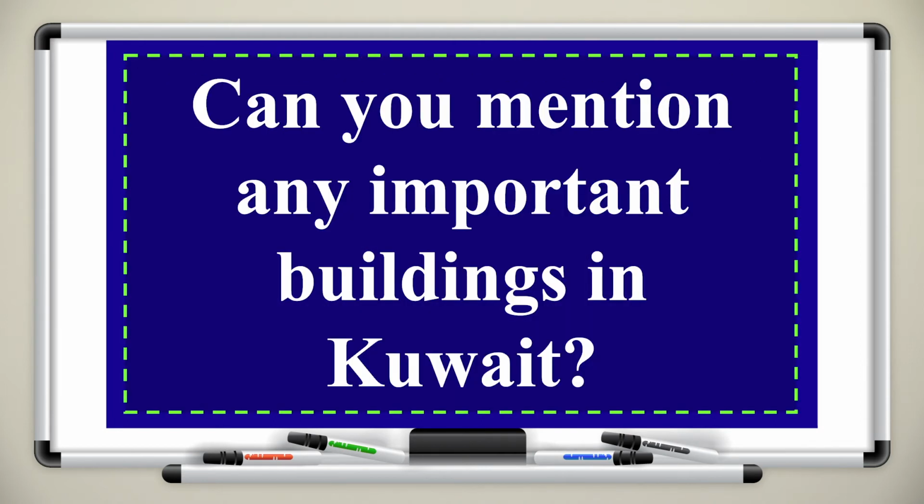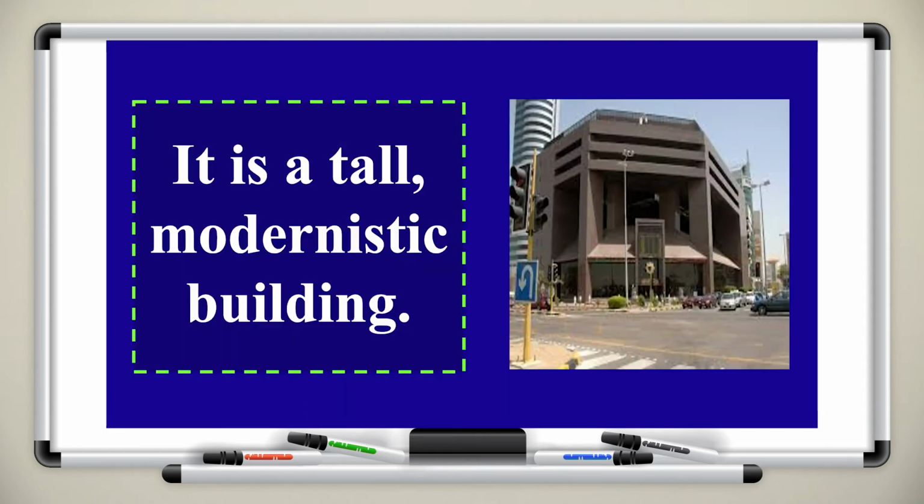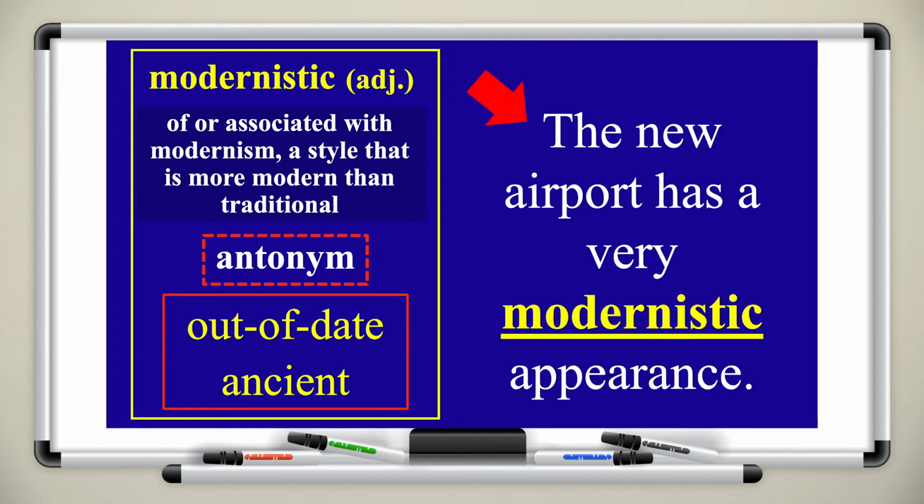Can you mention any important buildings in Kuwait other than the ones we've already discussed? You can think of plenty. For example, we have the Kuwait Stock Exchange. It's a tall, modernistic building. We have a new vocabulary item here, modernistic. It's an adjective, and it means of or associated with modernism, a style that is more modern than traditional. The opposite of modernistic could be out of date or ancient. For example, the new airport has a very modernistic appearance.